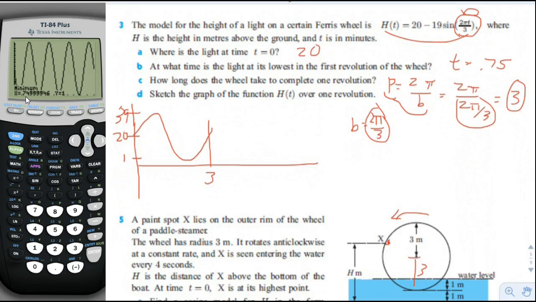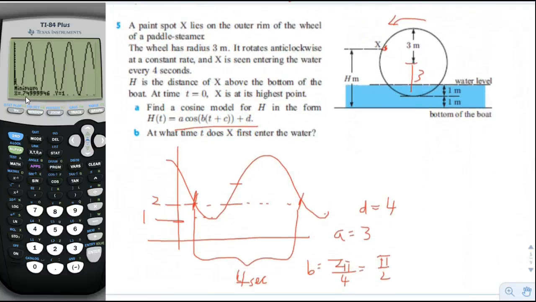Okay? And then I sketched the graph of this function, and I drew it backwards because it's really like that, right? Starts at 20, goes down to 1, and then it goes up to 39, and then it goes back down. Okay.